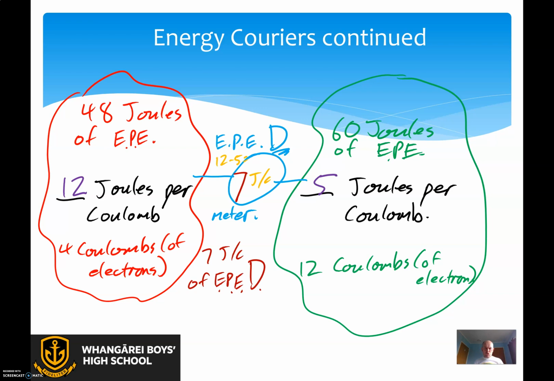So we got 7 joules per coulomb, because it's 12 minus 5, of electrical potential energy difference, and the D is a biggie. 7 volts of voltage. But we can see that volts do not go through things. Voltage is a comparison between two things of different energies.